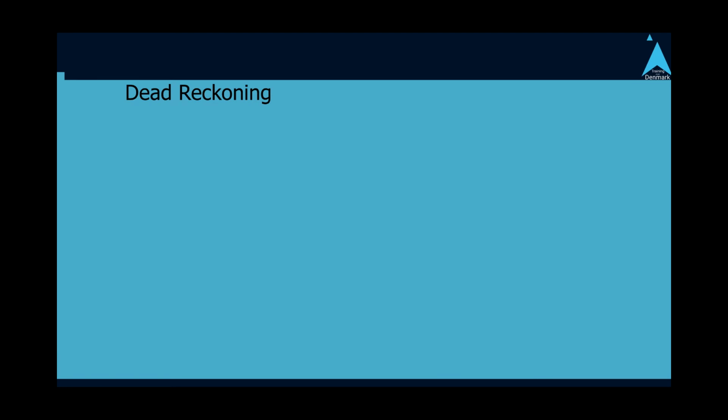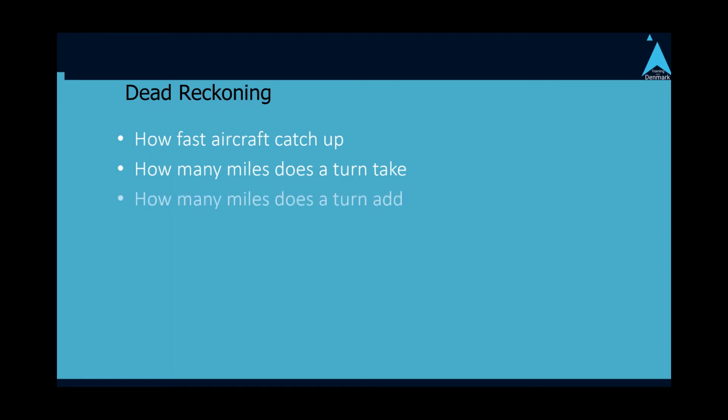The next thing in dead reckoning is we want to look at how fast an aircraft catches up, how many miles a turn takes, and how many miles a turn adds. First we want to look at what's called a speed factor. This is about how many knots an aircraft is flying compared to how many nautical miles he flies every minute. For that, you divide by 60. 120 knots divided by 60 gives you 2 nautical miles a minute. Likewise, 180 will give you 3 nautical miles a minute, and 240 will give you 4 nautical miles a minute. Don't sit there with a calculator and divide by 60.